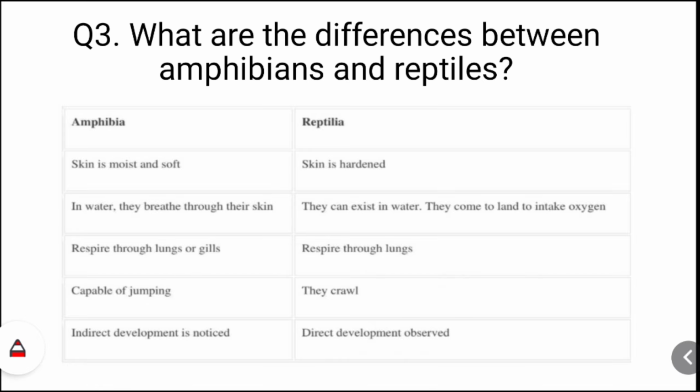Number 3, what are the differences between amphibians and reptiles? Skin is moist and soft; skin is hardened. In water they breathe through their skin; they can exist in water, they come to land to intake oxygen. Next, respire through lungs or gills; respire through lungs. Next point, capable of jumping; they crawl. Indirect development is noticed; direct development is observed.